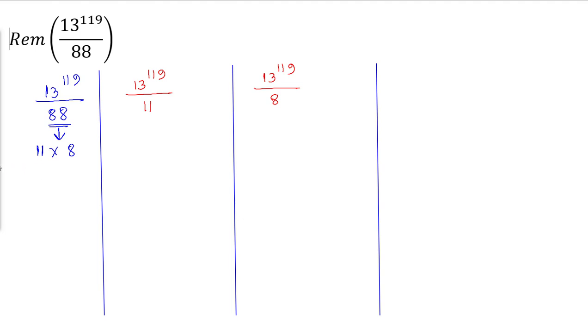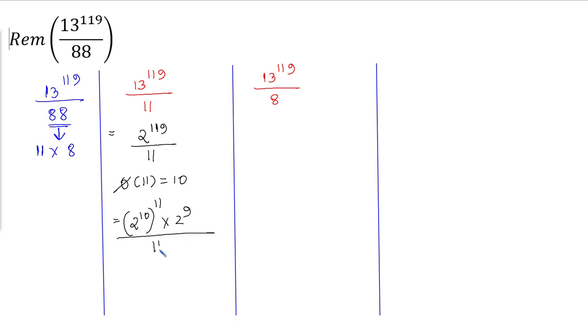Now look here, if we divide 13 by 11, the remainder is how much? 2. So we can replace 13 with 2. So the question becomes 2 to the power 119 divided by 11. Now Euler of 11 is equal to how much? Euler of 11 is equal to 10. So the power of 2 should be 10. So 2 to the power 10, bracket to the power how much? Bracket to the power 11. That is 2 to the power 110 into 2 to the power 9 which is remaining, divided by 11.